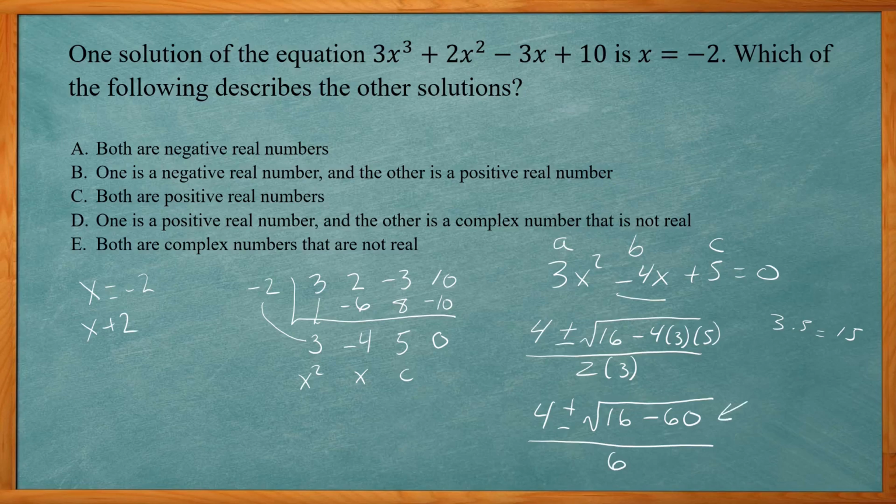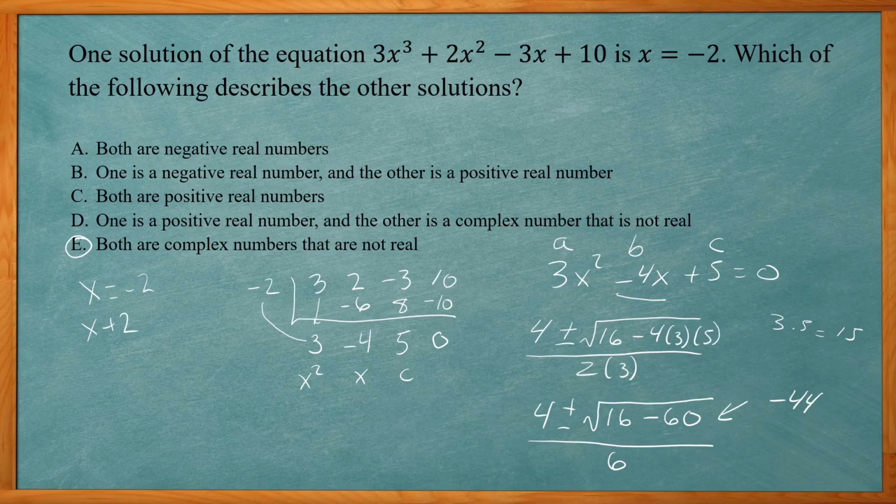Now inside here, 16 minus 60 is negative 44. If I have a negative number inside the radical, that means I'm going to have imaginary numbers, complex numbers, numbers that are not real. So that means our answer choice is going to be E. Both of our solutions are going to be not real.